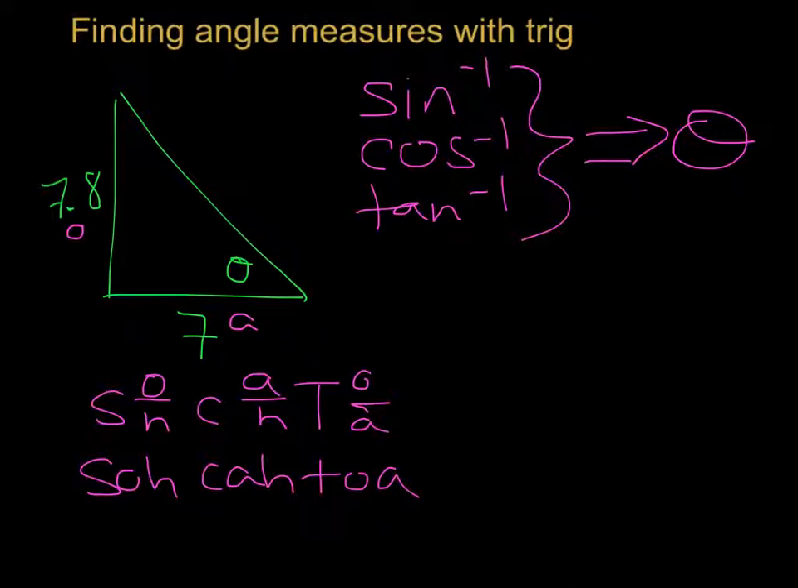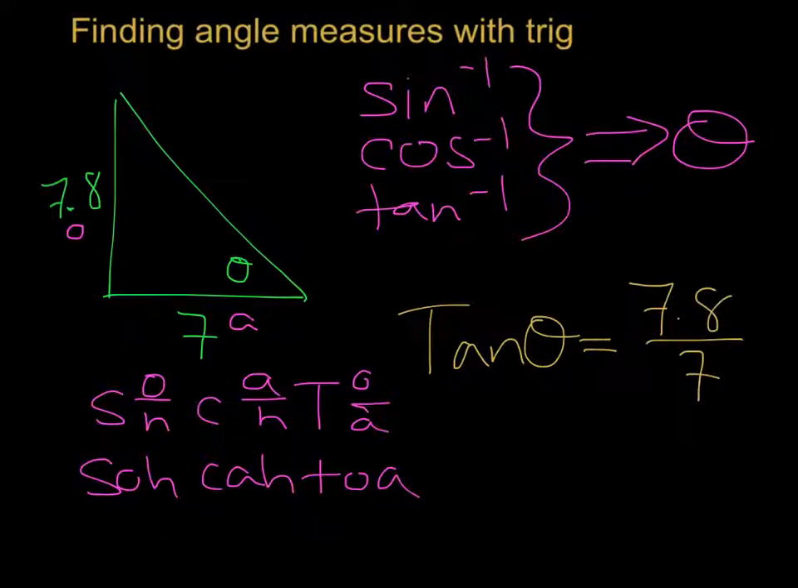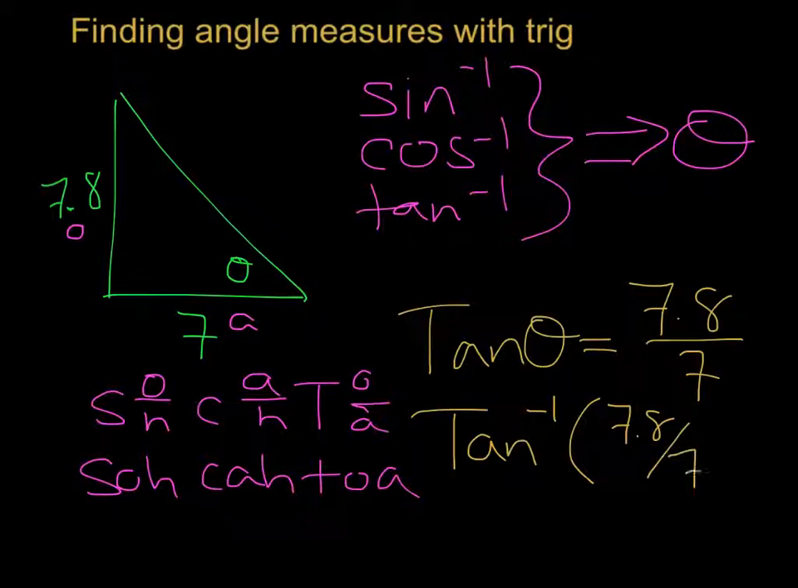So I can simply set up my trig function, set it up like you normally would. So this would be tan of theta equals opposite over adjacent, right? So that's 7.8 over 7. So I've set up my trig function, which is very nice, but it's the angle that I'm looking for. The angle, the degree, is what I'm looking for. So I plug it in my calculator as tan inverse, and then in parentheses, 7.8 divided by 7.